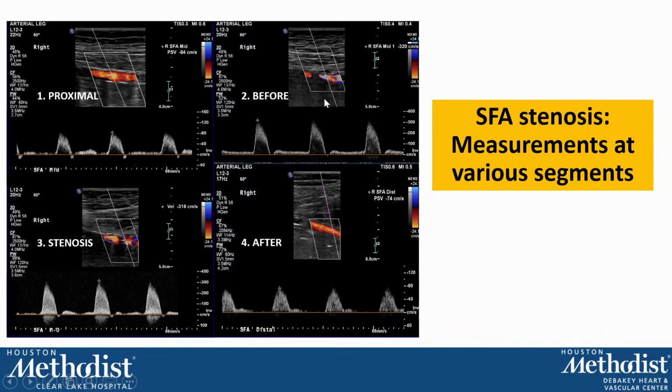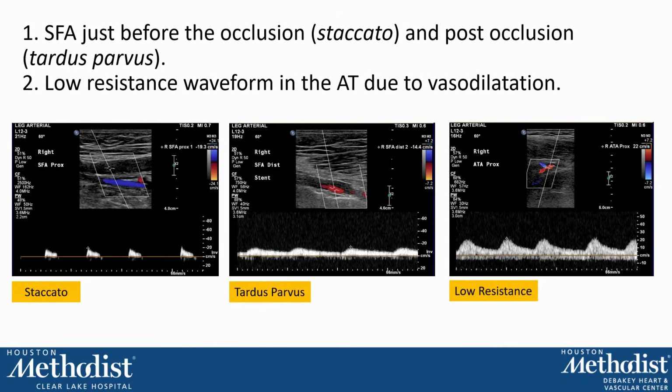This is an area before the area of stenosis. You see how the waveform starts to change. It starts to get a little more disturbance of flow, spectral broadening, colored flow disturbance. And then after the stenosis, it's almost like things quiet down. Velocities calm down, low resistance waveforms start to come up. Again, staccato waveform, tardus parvus, low resistance, further down. And this is showing you that the patient is maximally or significantly vasodilated distally.